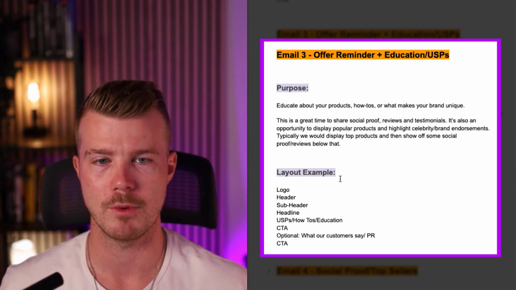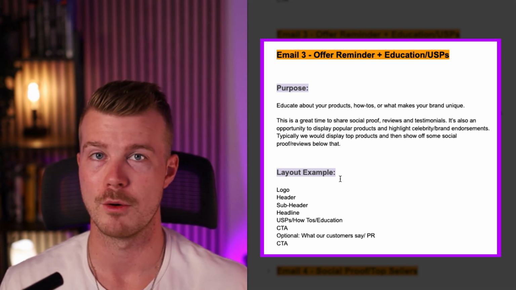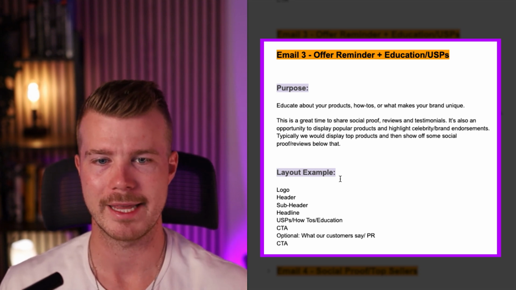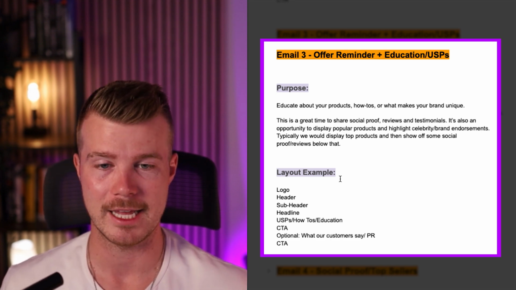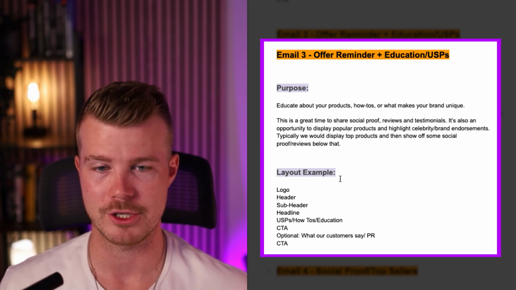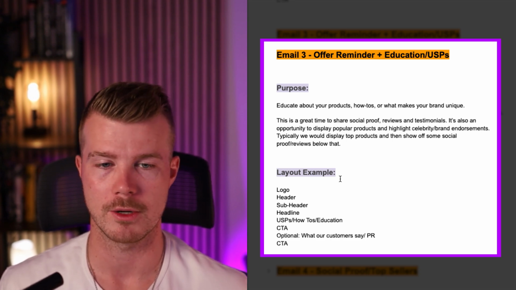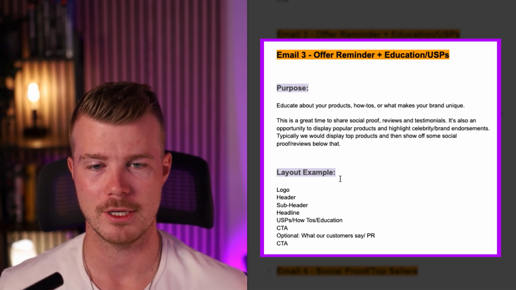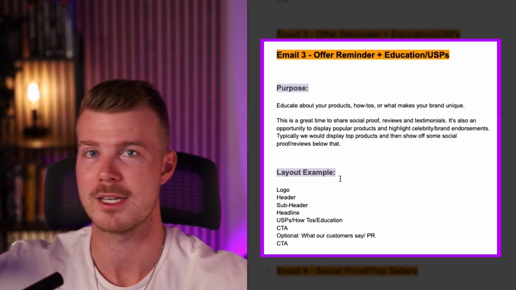Now, typically what we want to do is showcase some of those top products and then show off some social proof or reviews below that. So an example here again could be, hey, we've got logo, header, we've got our subheader, we've got a headline, we've got the USPs or how-tos, some product education, we've got CTA. Again, depending on what you're doing there, you're going to want to change up that CTA. And then optional here, showcase some reviews, like what our customers say, PR, hey, we've been featured in this, we've been featured in that.